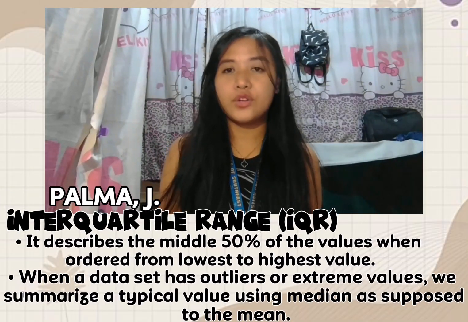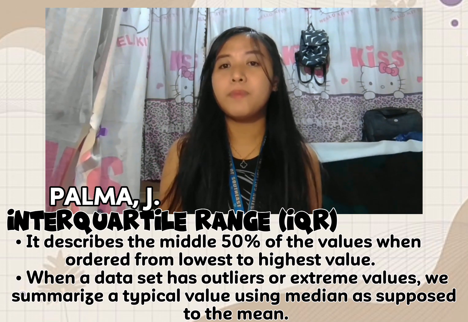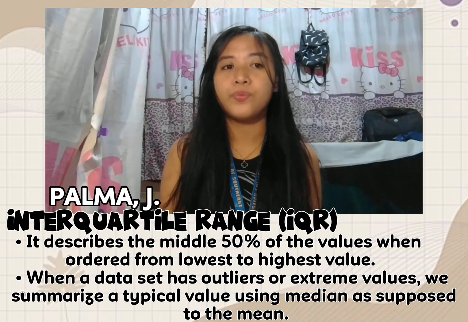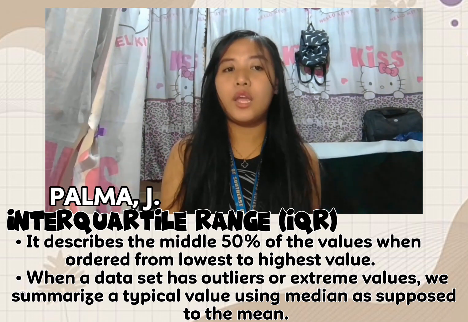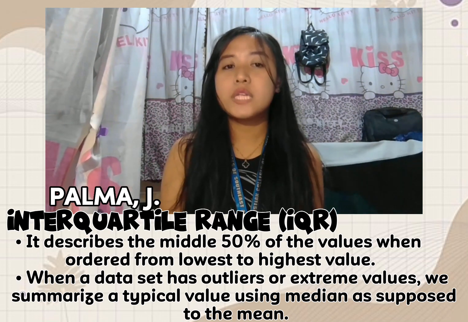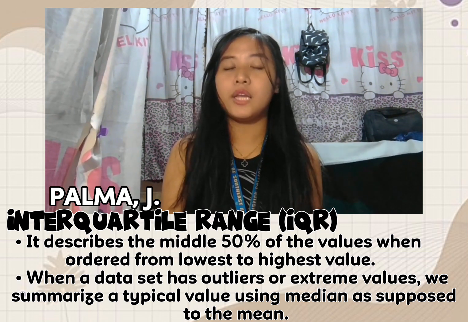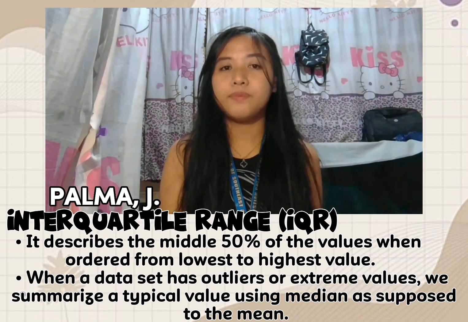The interquartile range or IQR describes the middle 50% of the values when ordered from lowest to highest value. When a dataset has outliers or extreme values, we summarize the typical using the median as opposed to the mean.